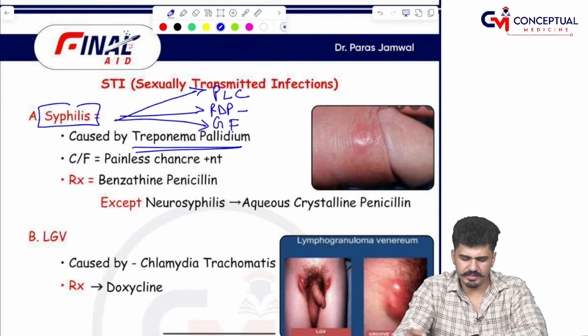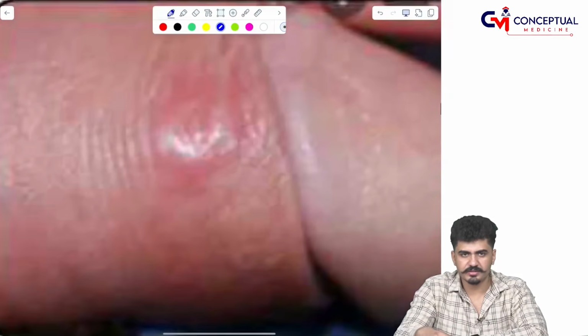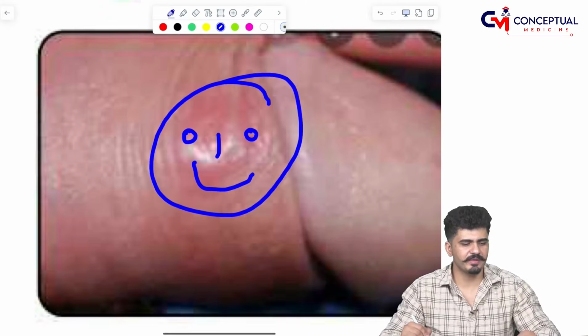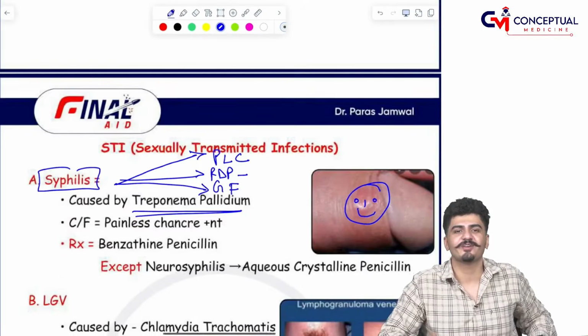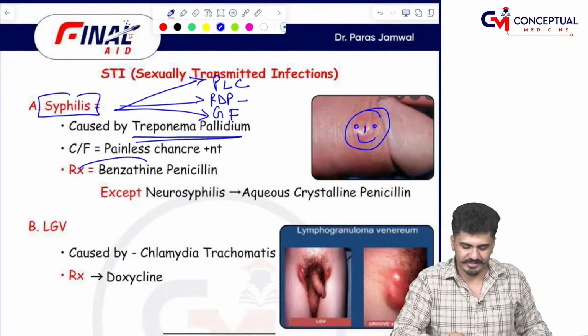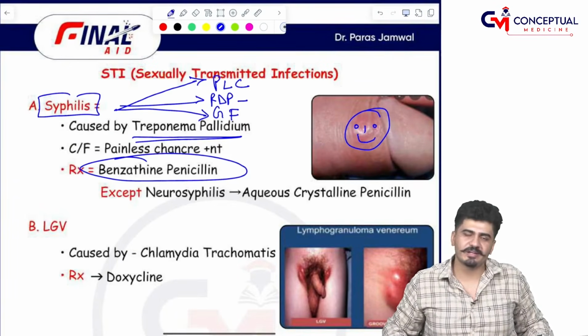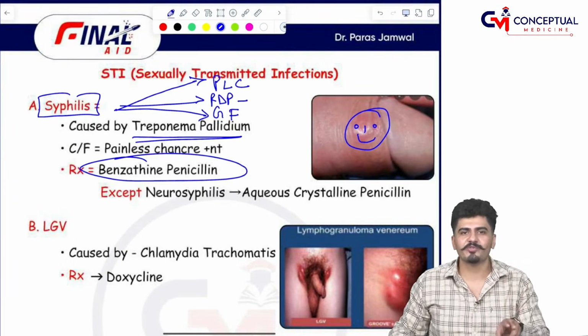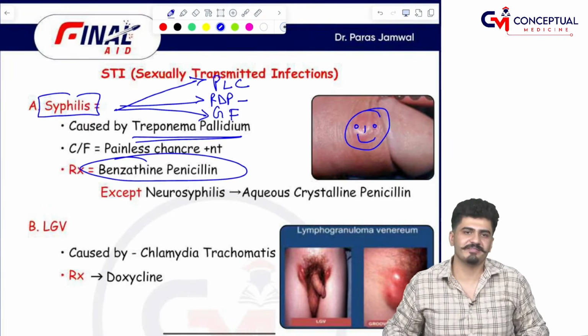And here you will see the syphilis lesion right here, sir. If you focus here, sir, this is a smiling, happy lesion. What is the drug of choice right here, sir? Drug of choice is going to be benzathine penicillin. Except neurosyphilis, what will be given? Aqueous crystalline penicillin will be given, sir.